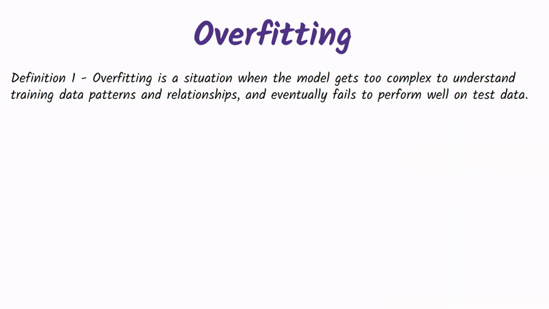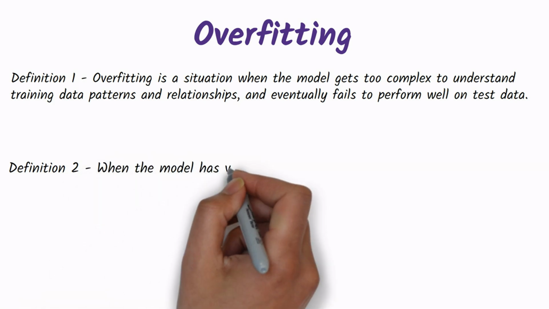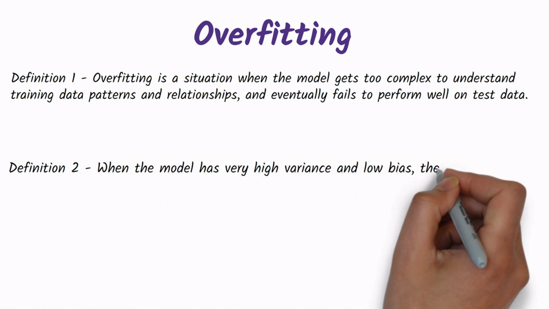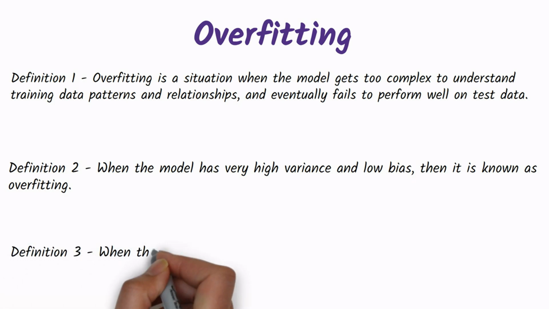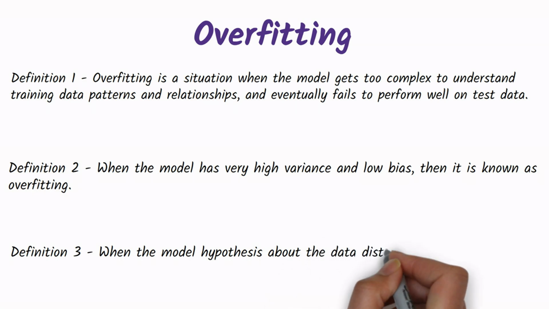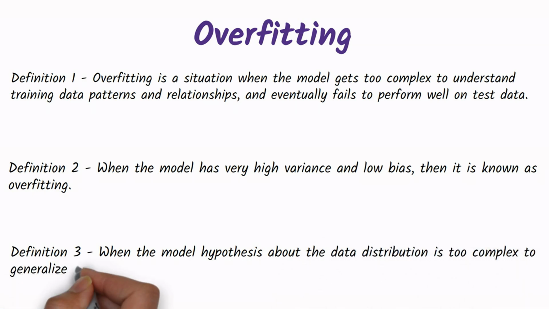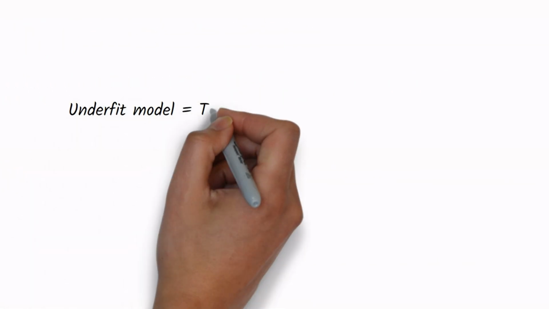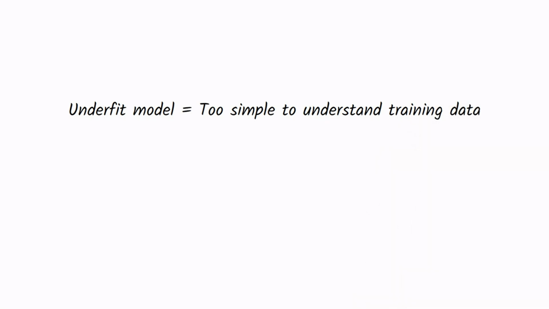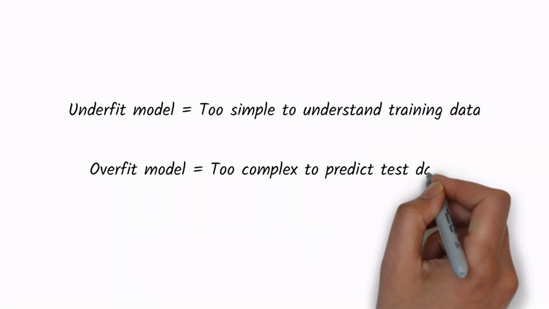Okay. In another way, we can tell when the model has very high variance and low bias, then it is known as overfitting. Again, the concept of bias and variance is important here. And in another way, we can say when the model hypothesis about the data distribution is too complex to generalize on nuancing data, then the situation is called overfitting. Okay, so the underfitting and overfitting is just the tuning of the model that has gone wrong. Whether the model is too simple to understand the data or the model is too complex to predict unseen data.